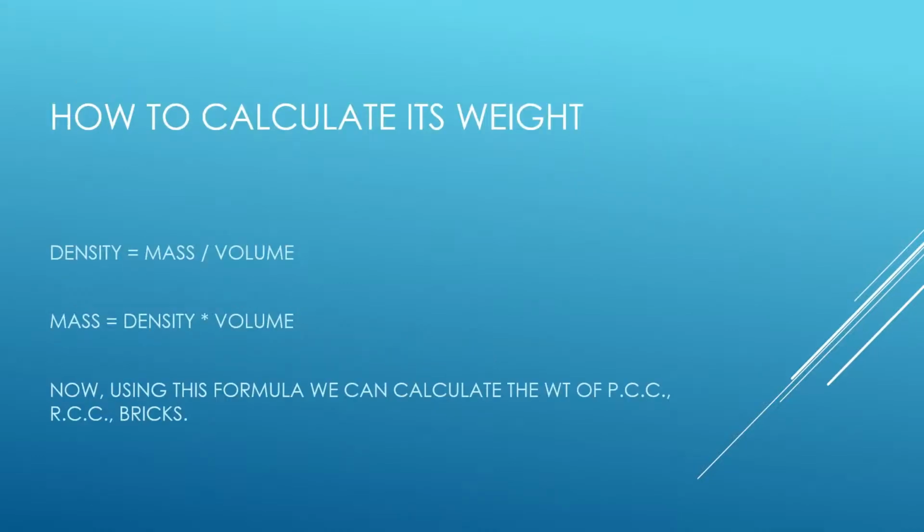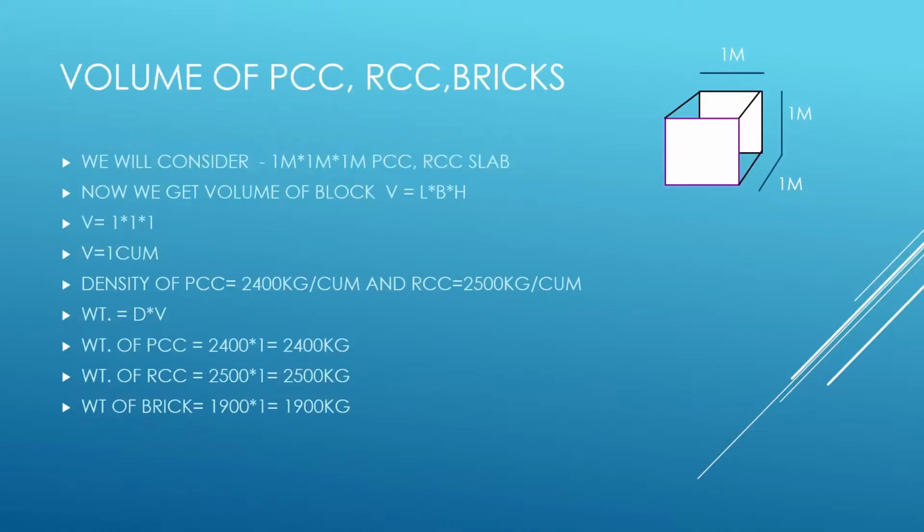Density is equal to mass by volume, and mass is equal to density into volume. Using this formula we can calculate the weight of PCC, RCC and bricks. Let us consider the volume of the block as 1 meter by 1 meter by 1 meter, which means we take a cube of volume 1 cubic meter, and we know the density of PCC, RCC and bricks. Now weight is equal to density into volume.